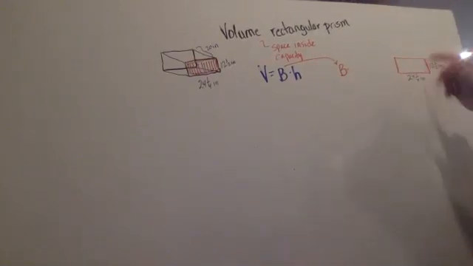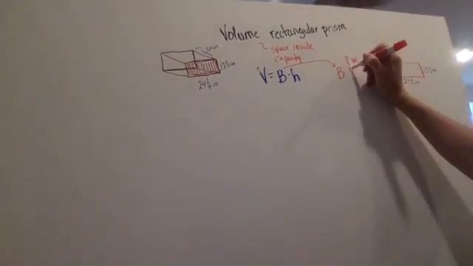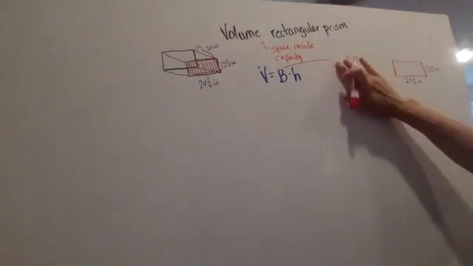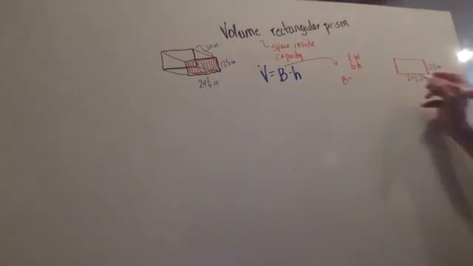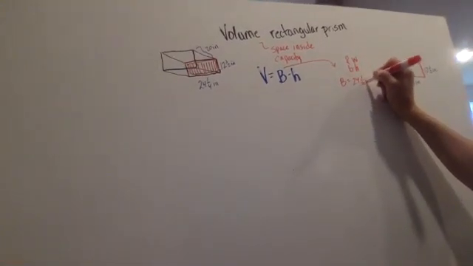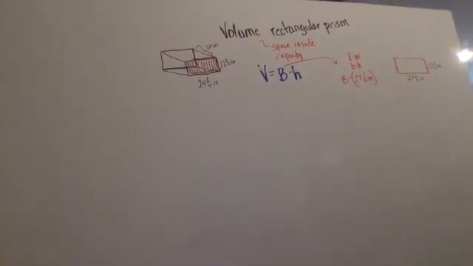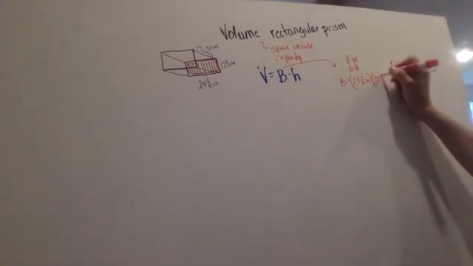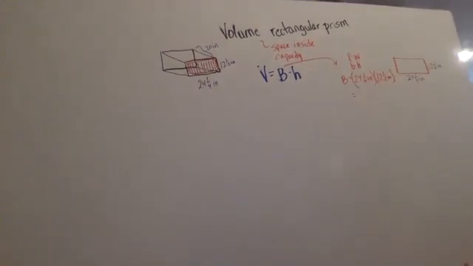Big B, I see it's a rectangle. I'm thinking it's length times width, but I really want to think about base times height. So I'm going to move that down here. Base, 24 1/4 inches, times my height of this face, which is 12 1/2 inches. And I need to multiply those two numbers together.